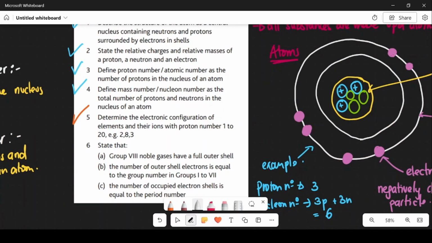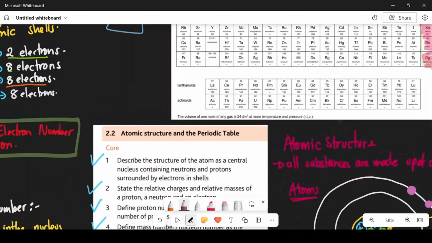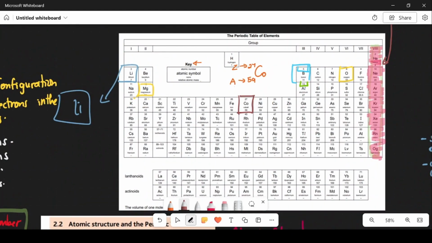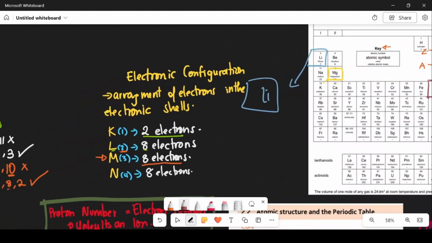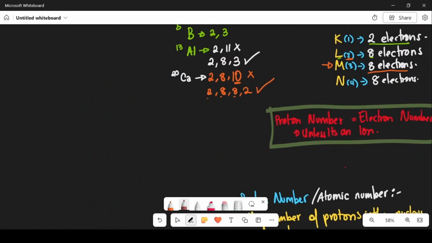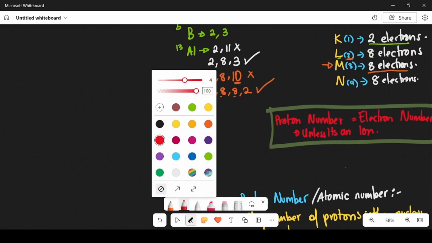They want you to know that the group 8 noble gases have a full outer shell, okay? And the number of outer shell electrons is equal to the group number in groups 1 to 5. What exactly does this mean? If we look here, all the atoms in group 1 will have an outer shell or a valence electron of 1. Same for the second one, same for the third one, same for the fourth one, and so on. So if I want to put that into words, I'm also gonna write that in red because it's quite crucial, no?